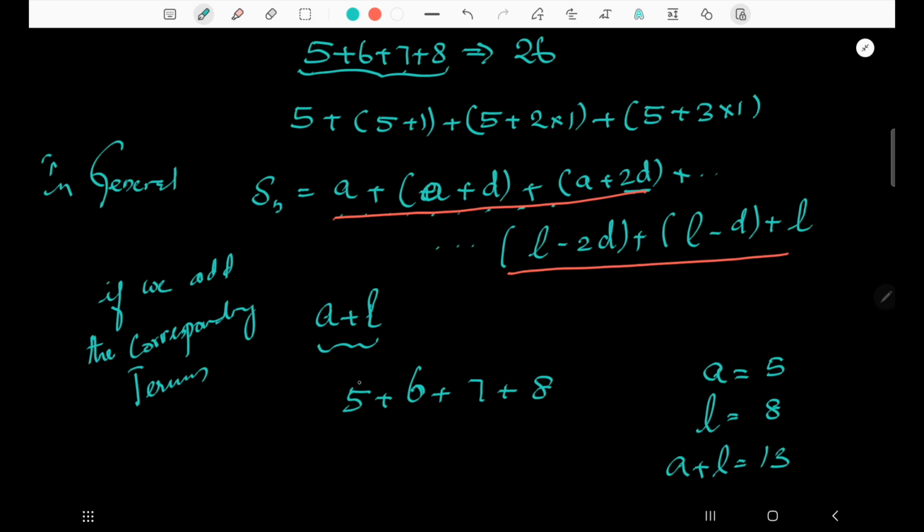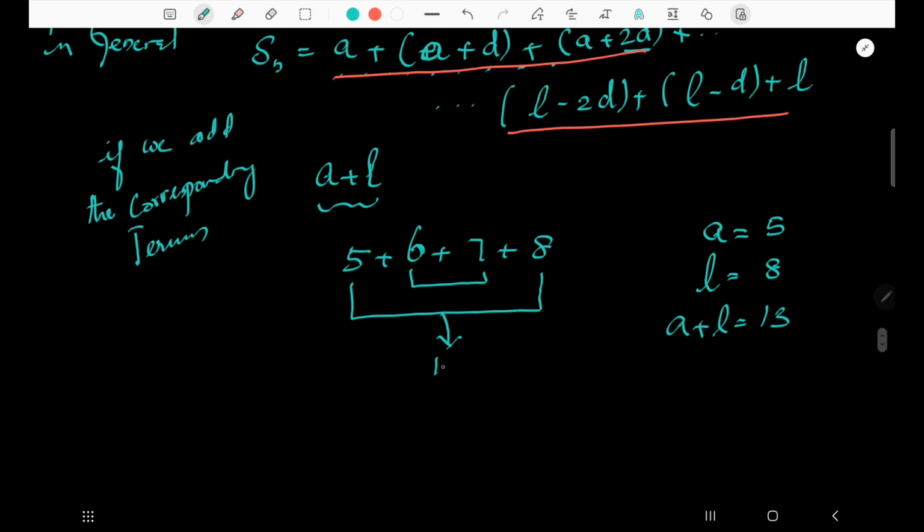So the corresponding terms means add this 5 and 8, add this 6 and 7. So 5 and 8 yield 13, and 6 and 7 also yield 13. So this is the one we can say, if you add the corresponding terms, it will yield the addition of the last plus the first term. Okay, clear?